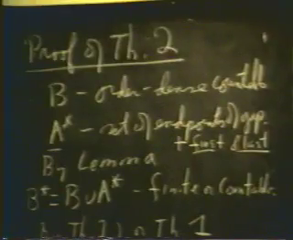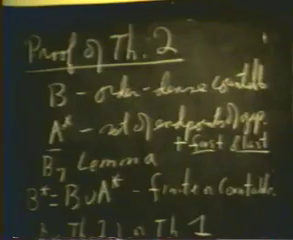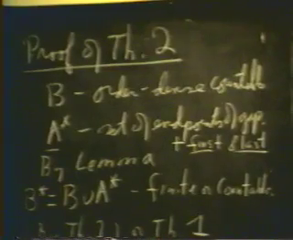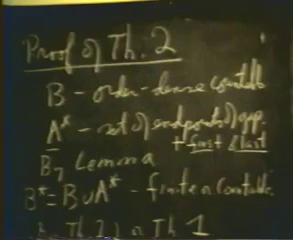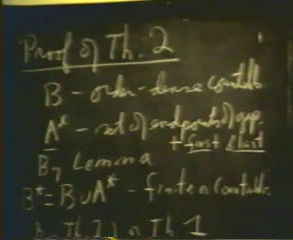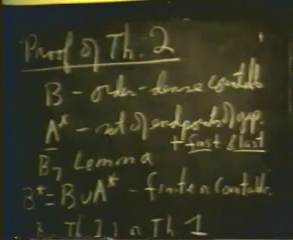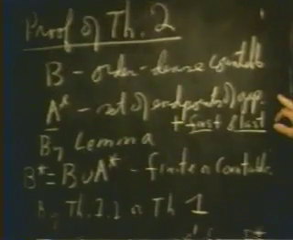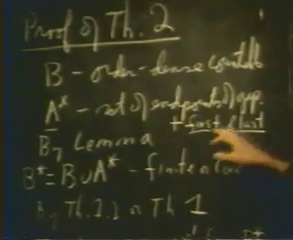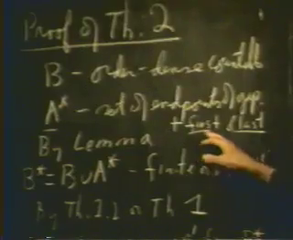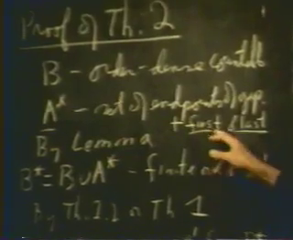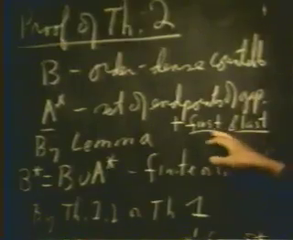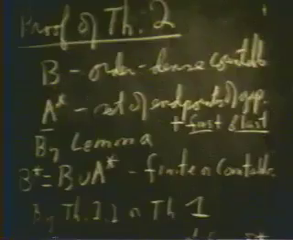So we're now ready for the main proof of theorem 2. First, some definitions. As usual, let B be the order dense countable subset of A that we're assuming in the hypothesis of the theorem, that is in part 1. Secondly, let A starred be the set of endpoints of gaps, and we will include, if the ordering happens to have it, the first or last elements. Of course, it's not necessary, there may not be first and last elements, but if they are in the ordering, include them in A starred.